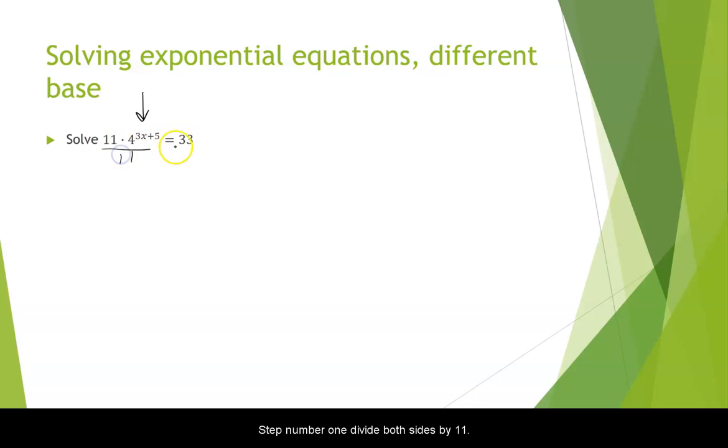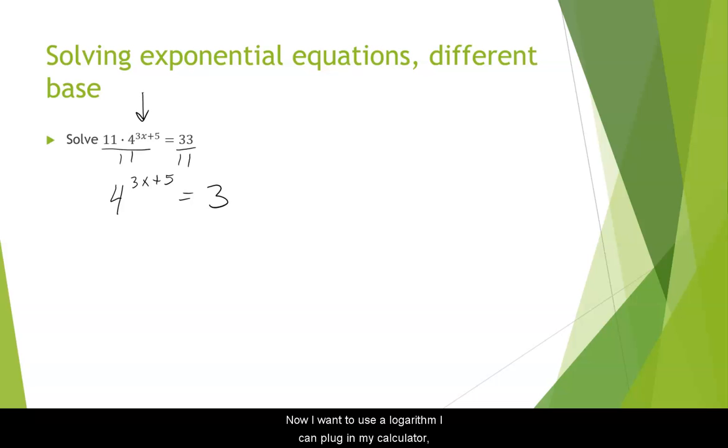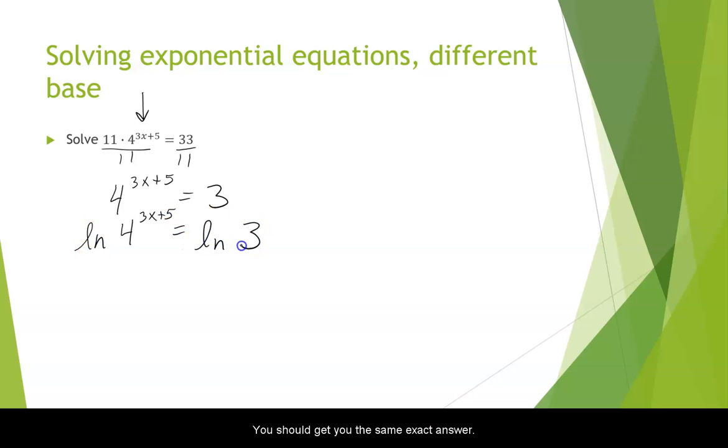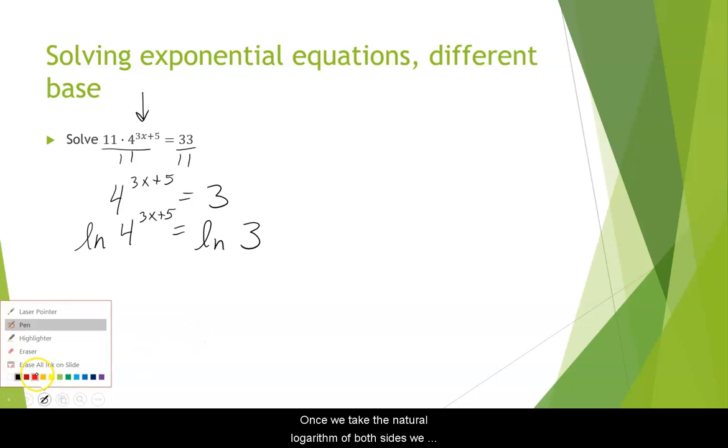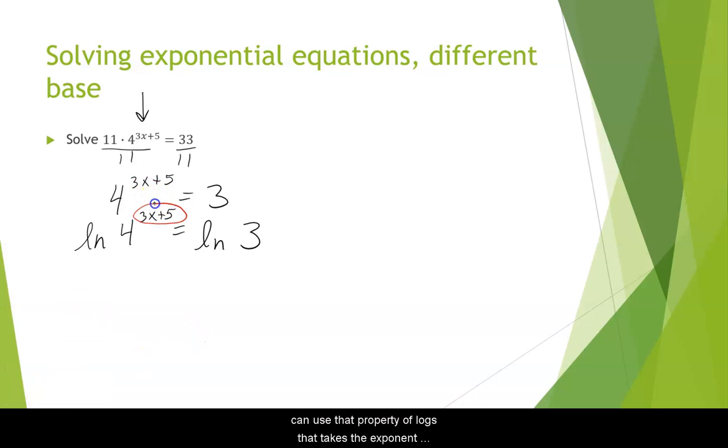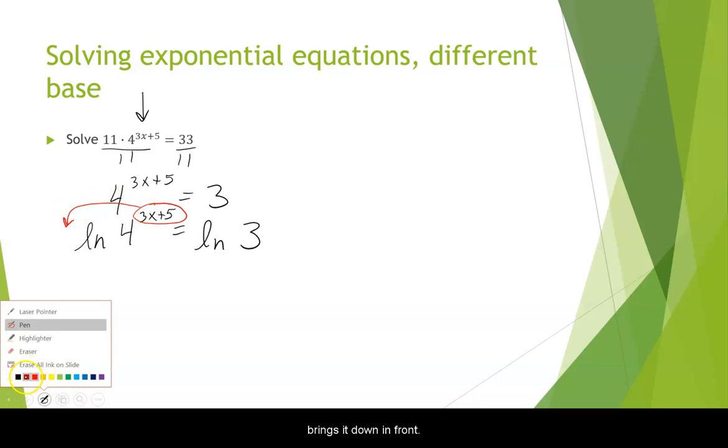Step number 1, divide both sides by 11. 4 to the 3x plus 5 equals 3. Now, I want to use a logarithm I can plug into my calculator, so I'm going to mix it up and use natural log. Common log would also work, and should get you the same exact answer. Once we take the natural logarithm of both sides, we can use that property of logs that takes the exponent and brings it down in front.